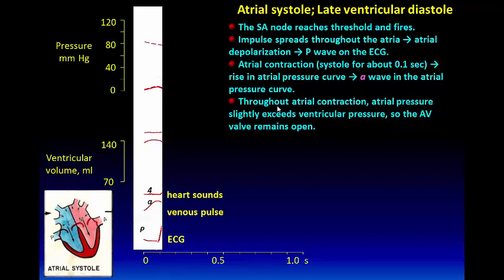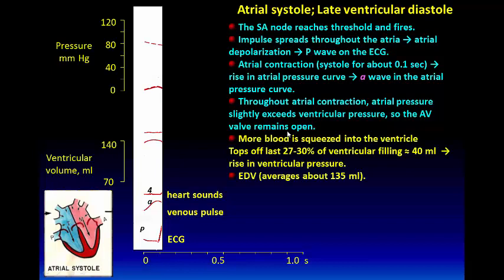Throughout atrial contraction, atrial pressure slightly exceeds the ventricular pressure because the atria are in systole. So the atrioventricular valves remain open, and more blood is squeezed from the left atrium into the left ventricle, and this tops off the last 27 to 30% of the ventricular filling, about 40 mL, which raises the ventricular pressure.